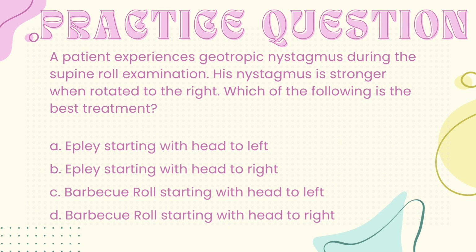So nystagmus is stronger when rotated right, meaning this is right side involvement. So what is the treatment for right-sided horizontal canalithiasis? Basically the first part of the answers, we're going to be choosing between Epley and barbecue roll. So Epley is for anterior or posterior canal, so let's rule out A and B. So we are between C and D, but are we going to start with the head to the left or to the right? You turn your head to the involved ear when performing the barbecue roll, so D is the correct answer because it's right involvement. So D, barbecue roll, starting with the head to the right is the correct answer.